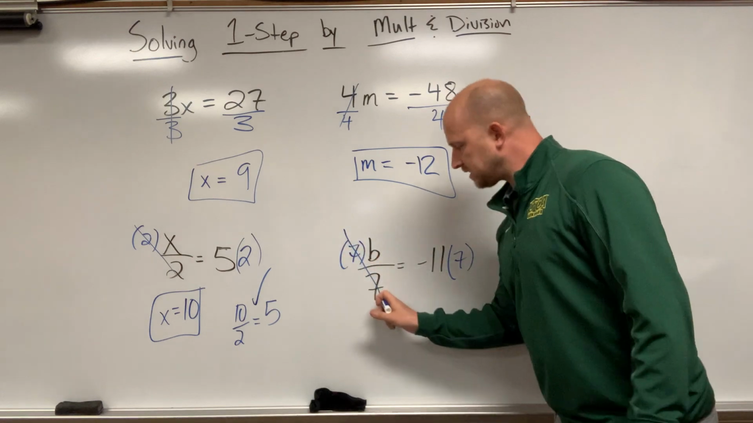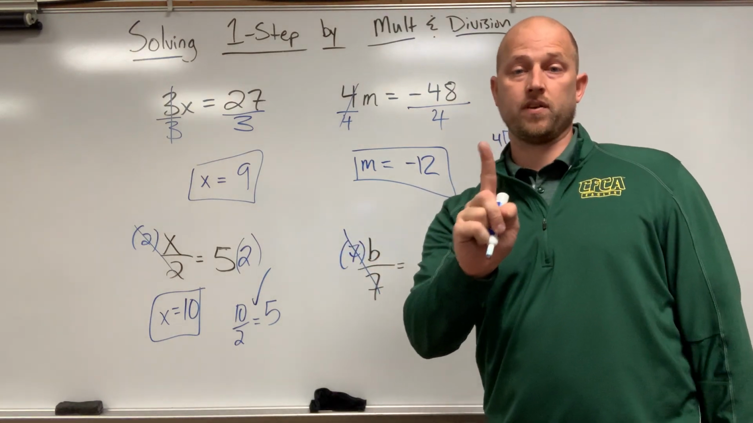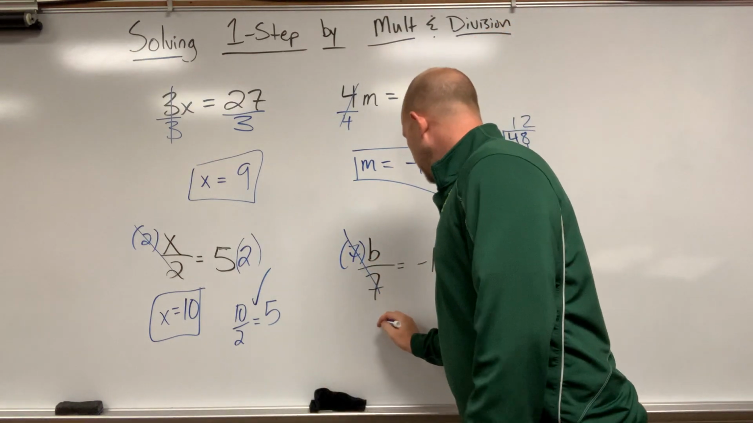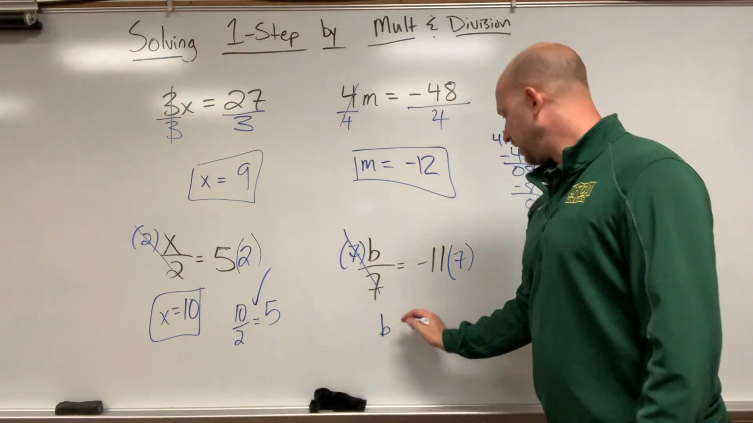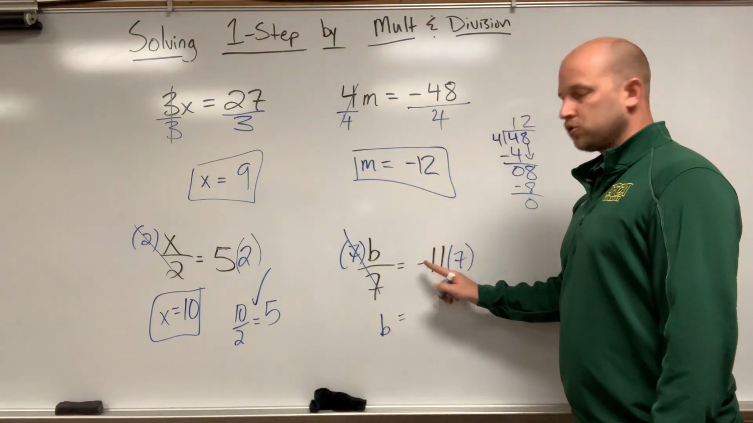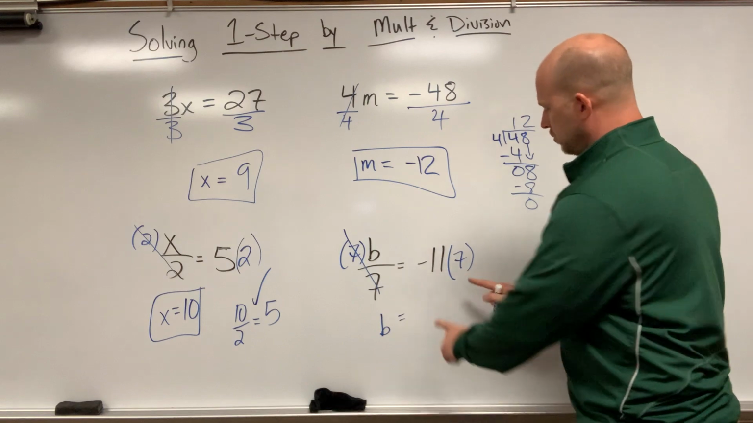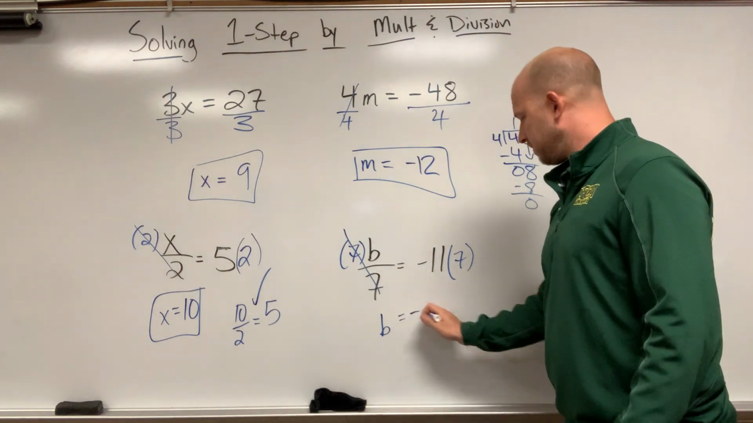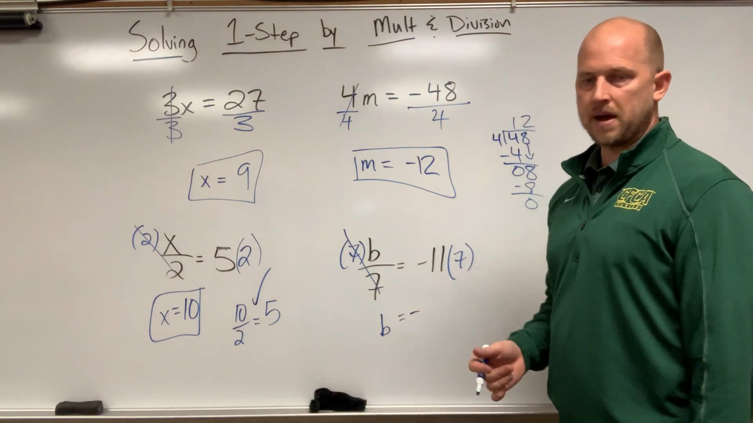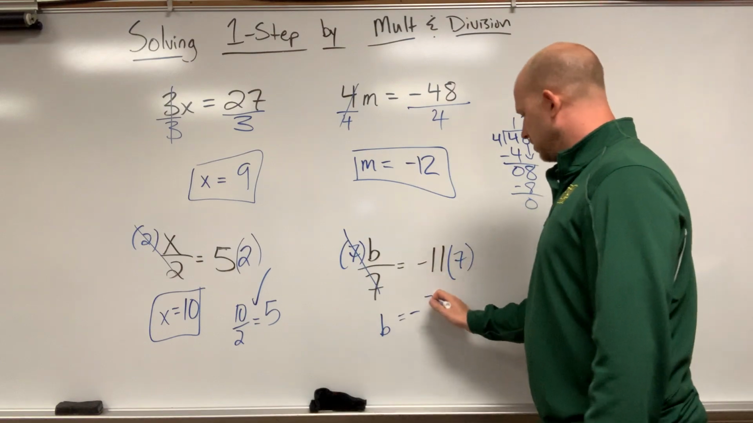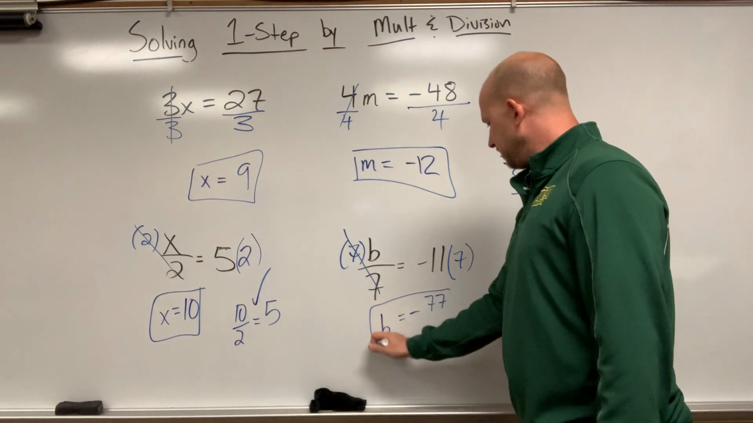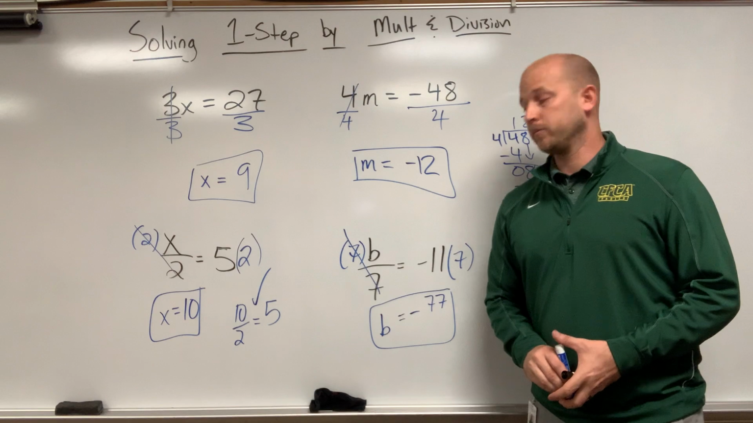Okay? Again, these cancel out. That gives you 1b. 7 divided by 7 is 1. So 1b, which is just b, equals, okay, let's do the math first. Let's do different signs, negative. So we know it's a negative number. Let's just do the math. 11 times 7, 77, and we're done.